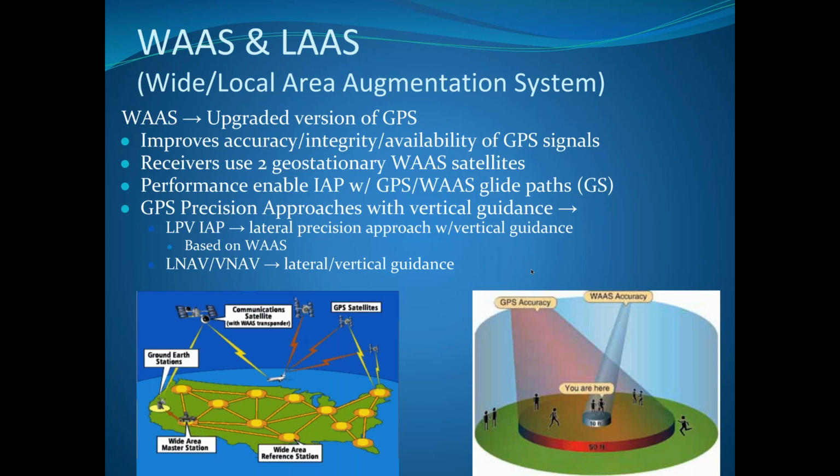So I want you guys to write this down. Precision is lateral guidance, and a non-precision would be lateral and vertical guidance. Can you repeat that one more time? Okay. A precision approach would be lateral and vertical guidance, and a non-precision approach would be lateral only.